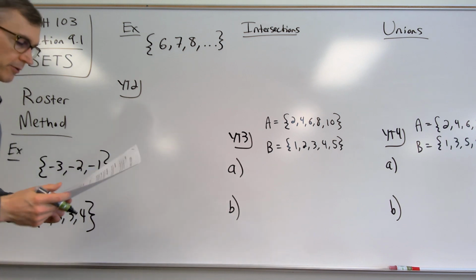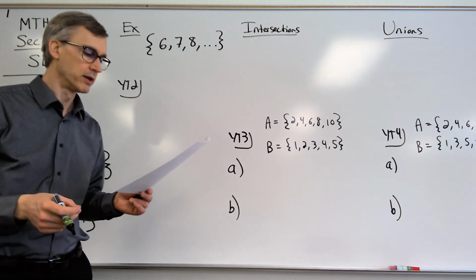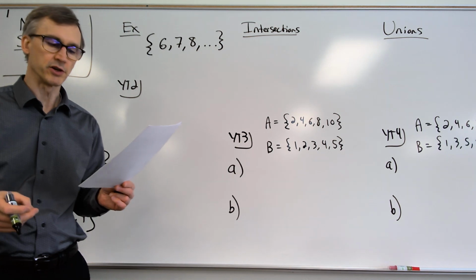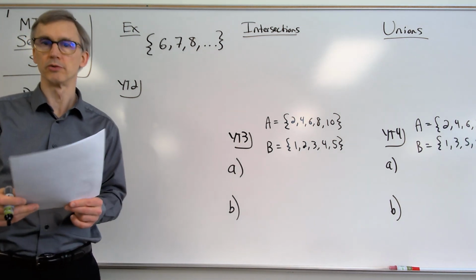Now your turn number 2. Use the roster method to write the set of negative integers that are less than or equal to -3.